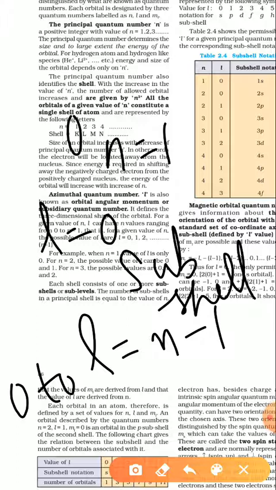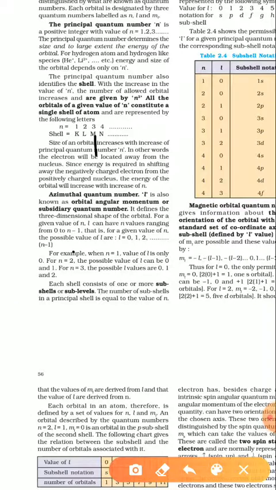This actually defines the shape of the orbital. It only defines the shape of the orbital, which means that if you have the first shell with you, then the first shell will have only one subshell.